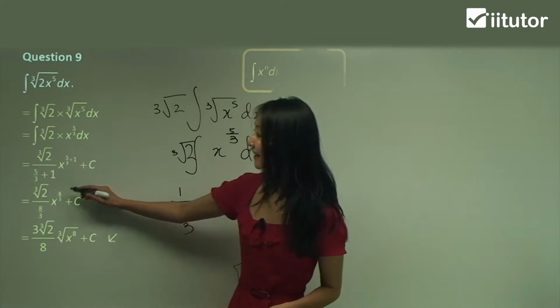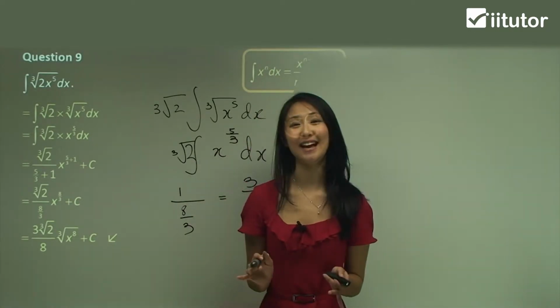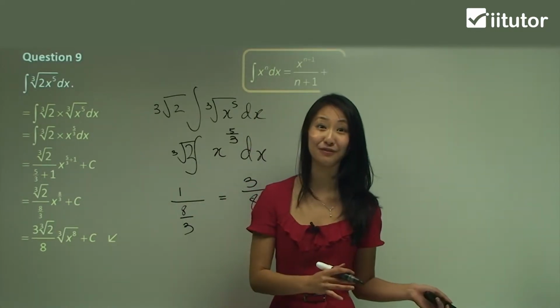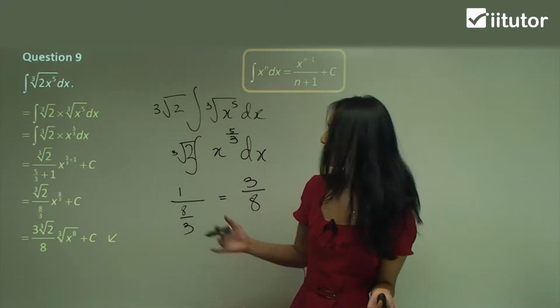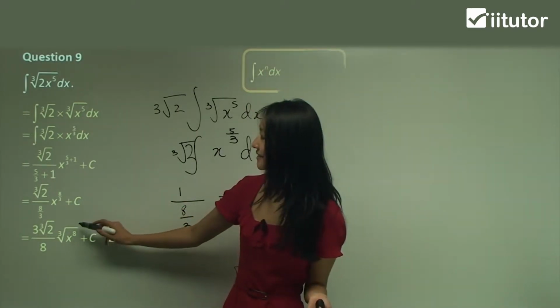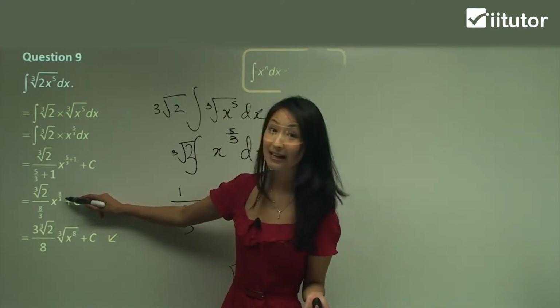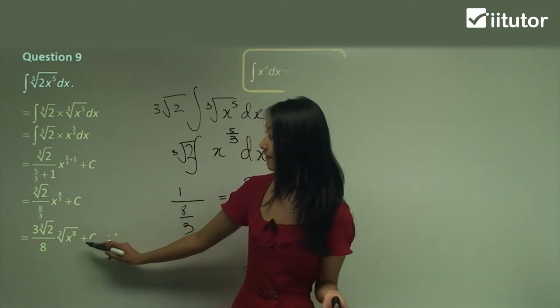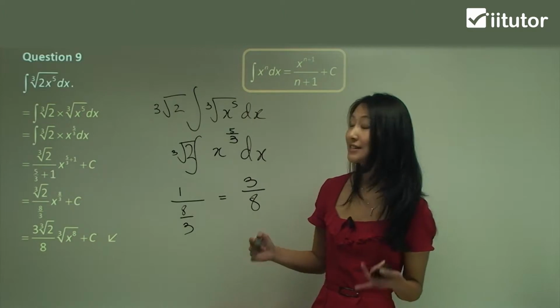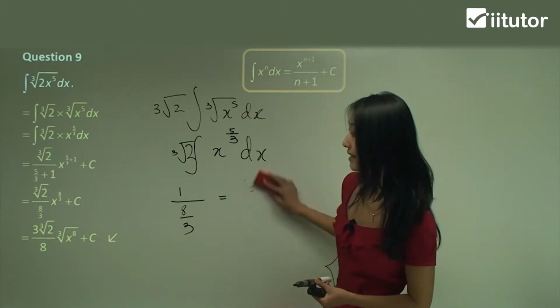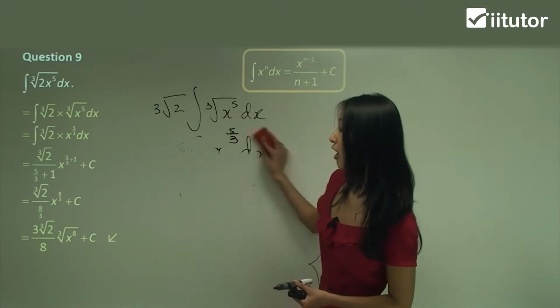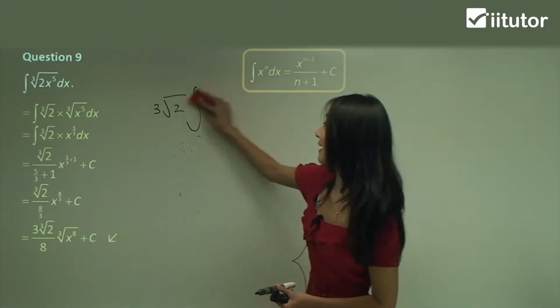But we can't leave it in the index form. I can't stress that enough. We have to put it back into the original format. And it's such an easy thing to do, and you don't want to lose marks for something silly like that. So remember how the index goes on top and the 3 goes on the root here. So we have x to the power of 8 cube root. So your final answer should be 3 cube root 2 on 8, and the cube root of x to the power of 8 plus c.